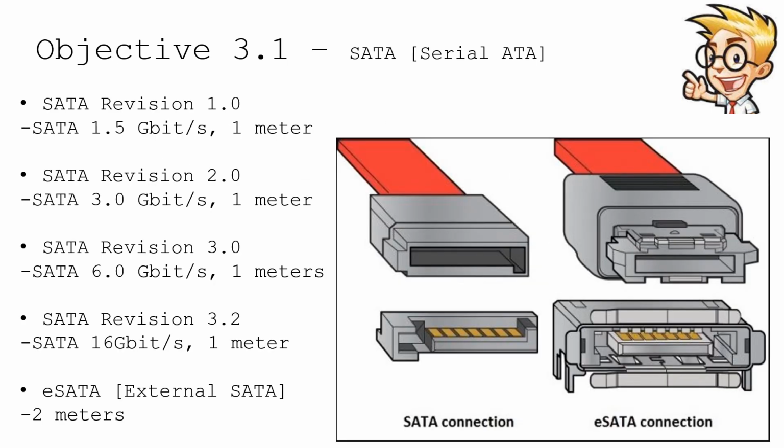One very common interface type for our storage devices inside our laptop computers and desktop computers is SATA. SATA stands for Serial AT Attachment, and there have been many different SATA versions throughout the years. The first version of SATA, revision 1.0, transfers data at 1.5 gigabits per second over a 1 meter cable. 2.0 doubled that speed to 3 gigabits per second. 3.0 doubled it again to 6 gigabits per second, and 3.2 increased it to 16 gigabits per second over a 1 meter cable.